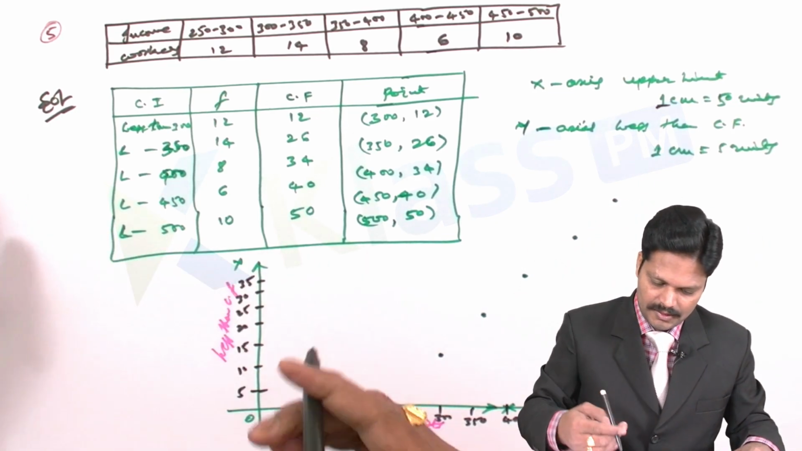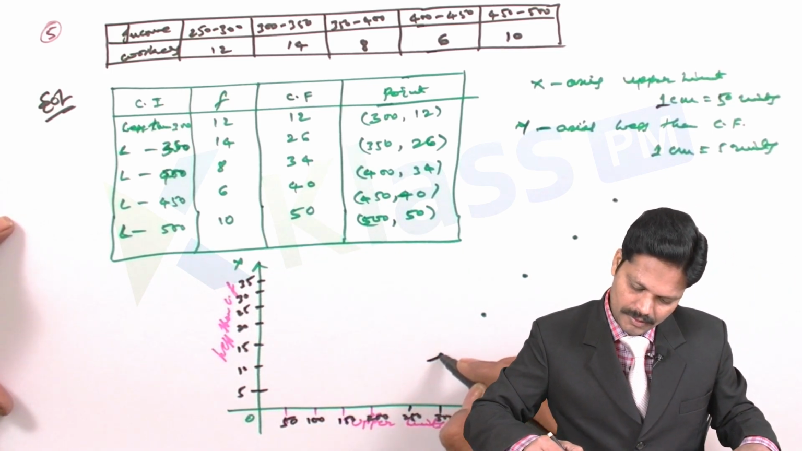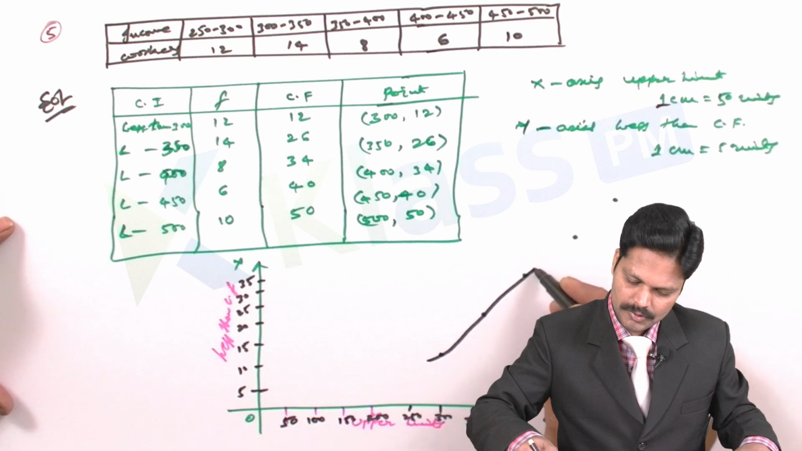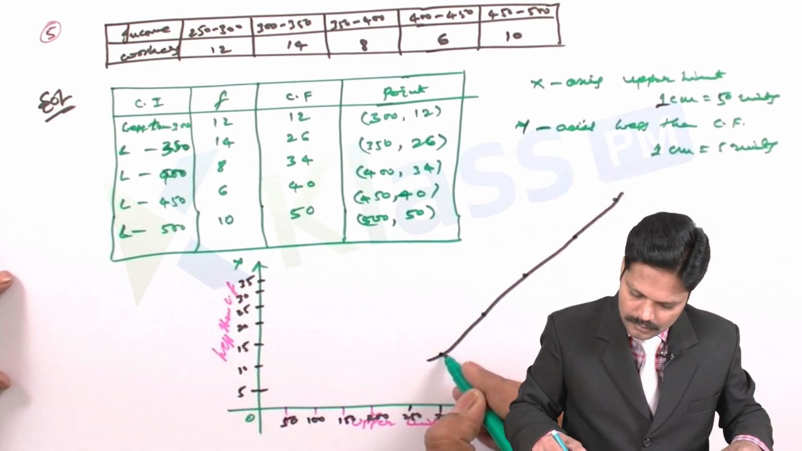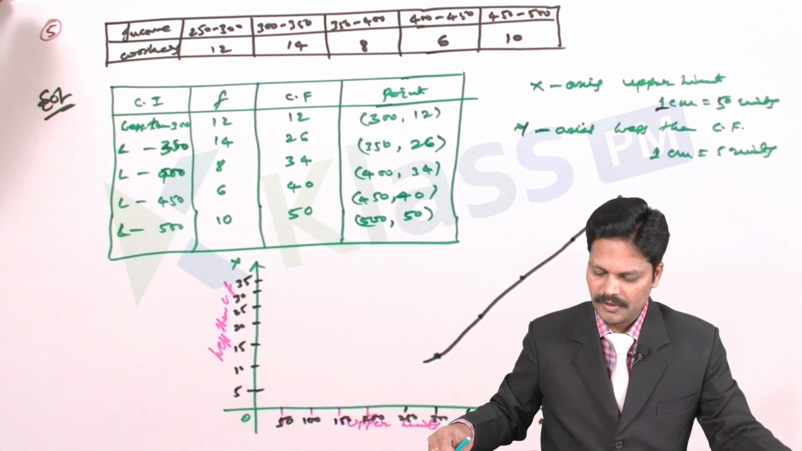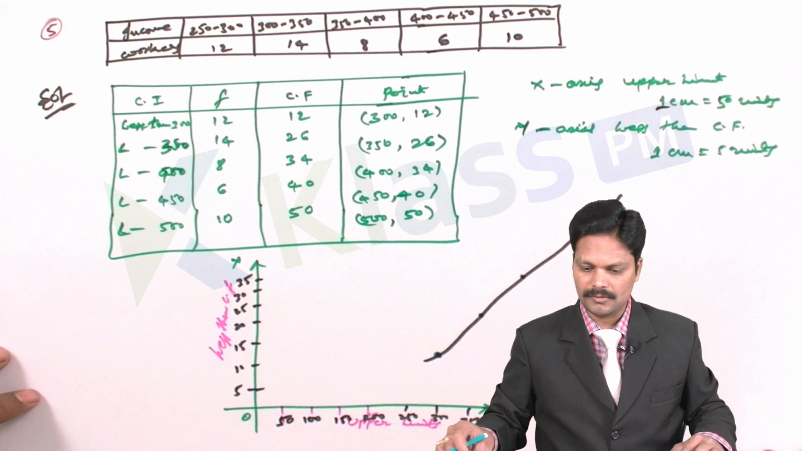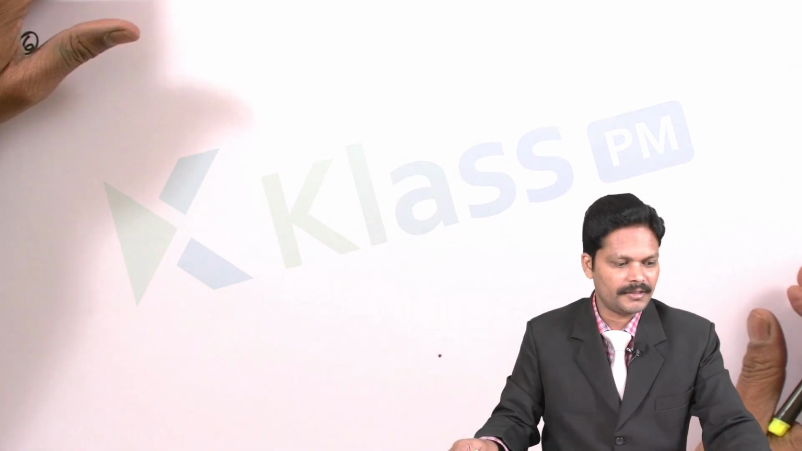After extending these values, we can choose by joining them. We need to arrange this as a smooth curve. Up to these points only, you can arrange the less than cumulative. In this manner we can arrange the cumulative frequency. We'll arrange one more problem for the greater than cumulatives.